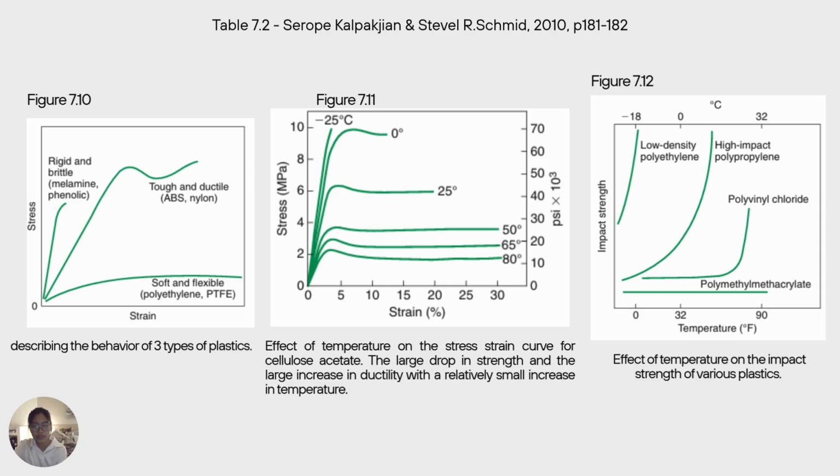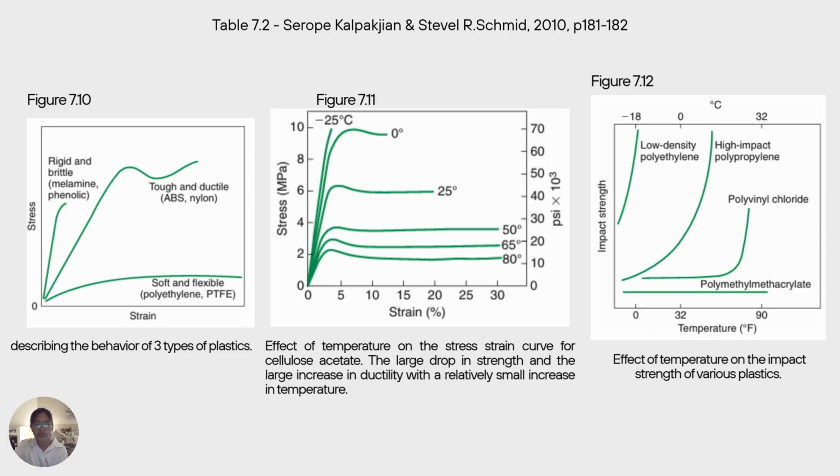Moving on to the middle one, figure 7.11, which is the effects of temperature on the stress-strain curve. In this case, this figure shows the temperature effects on the stress-strain curve of a polymer, in this case cellulose acetate. At a temperature around -225 Celsius, the polymer behaves brittle and strong. The stress-strain curve rises sharply but fractures quickly with very little elongation. This happens because the polymer chains are frozen. They can't move or slip past each other.